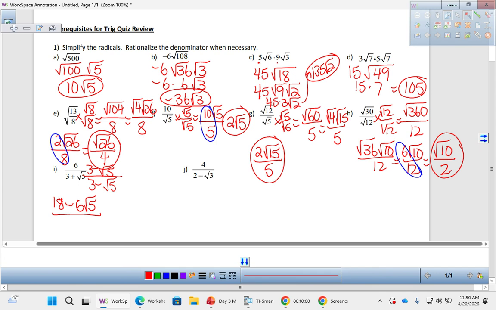On the bottom, 3 times 3 minus 3 root 5 plus 3 root 5 minus root 5 times root 5, which is root 25. So on the bottom, what that simplifies to, these cancel out, and I end up with 9 minus 5, because the square root of 25 is 5, or 4.